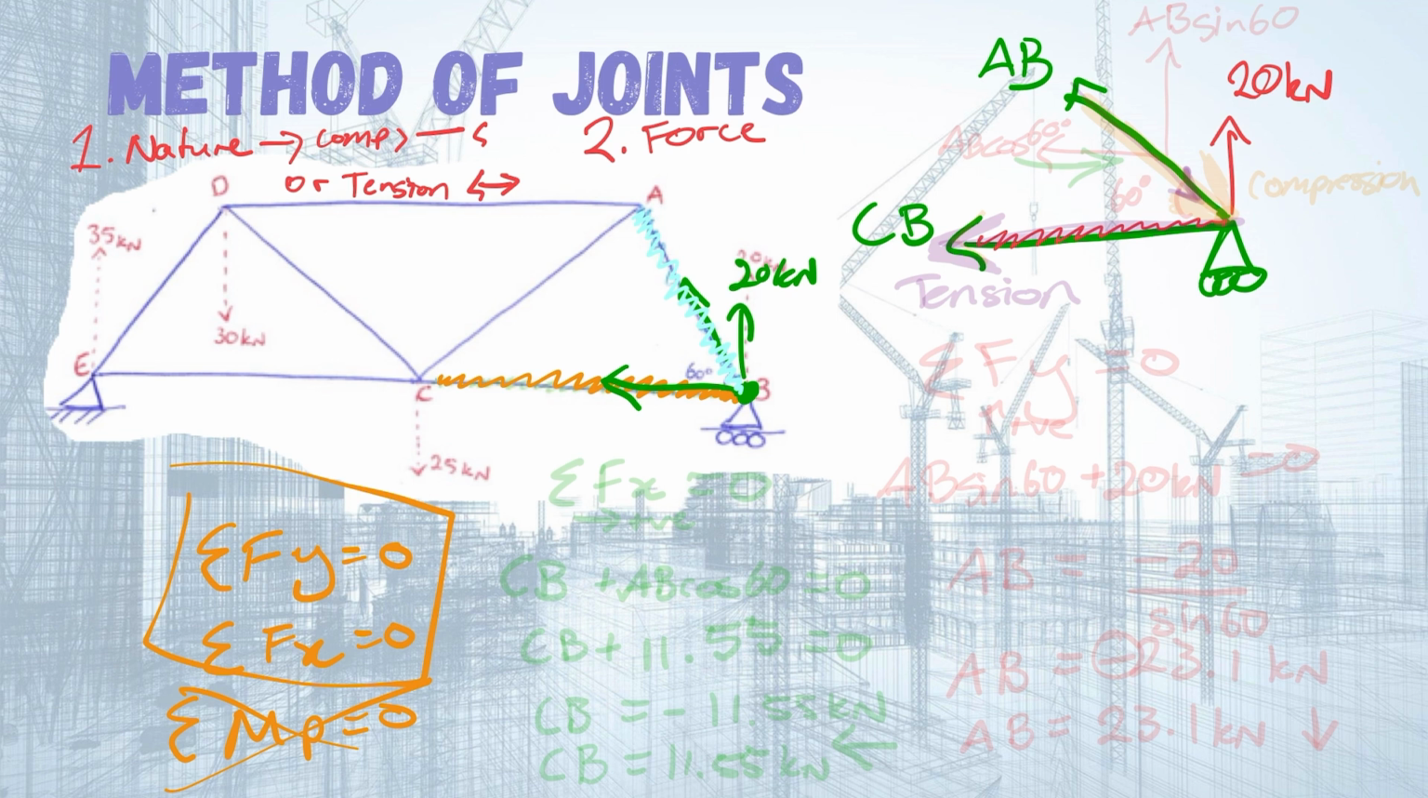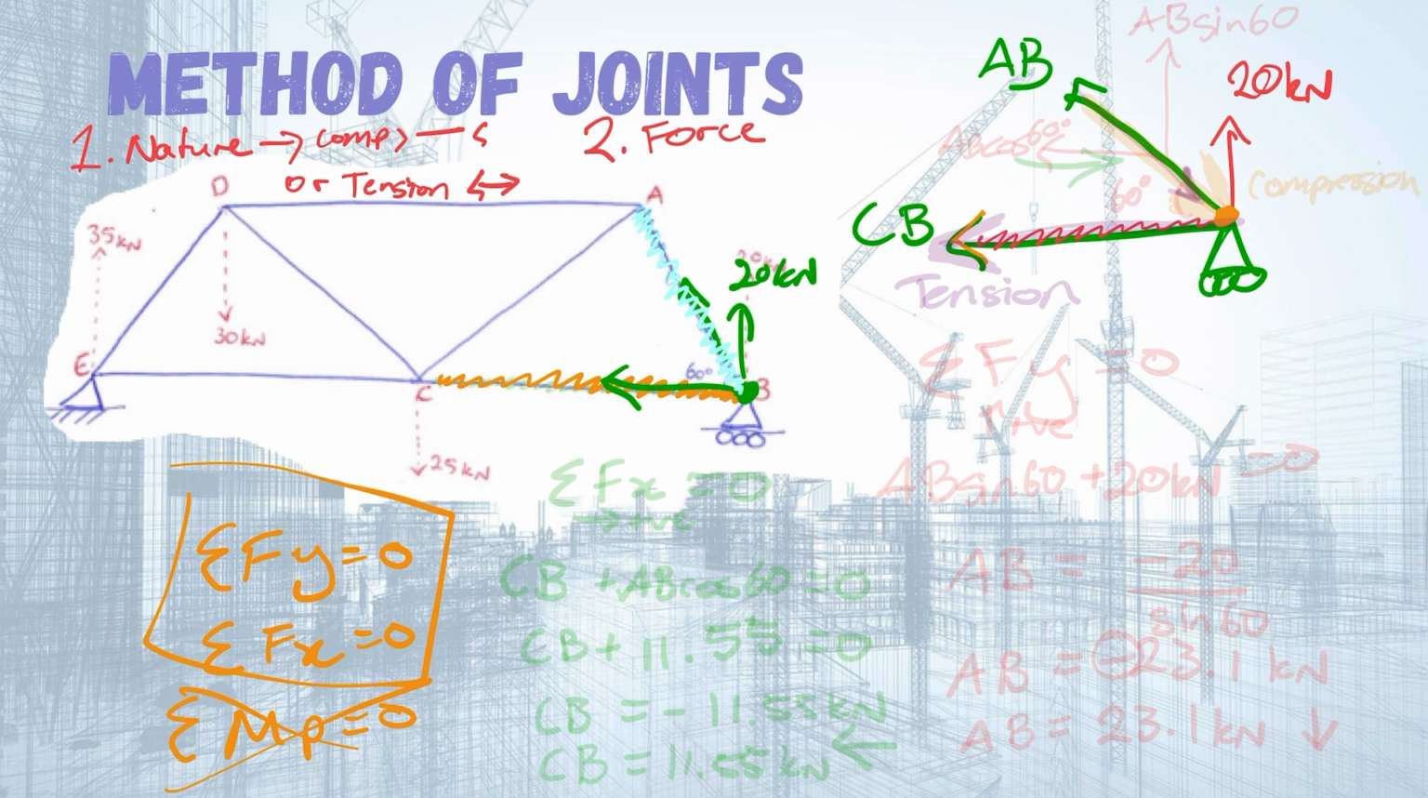Because if we were trying to take it about a point, we've only got 1 point to take it about, and it's all going to be perpendicular. All members are acting through that point, so they're not going to have any perpendicular distance to it. So how do we go about finding this member CB? Well, we need to work out the different forces acting through here.